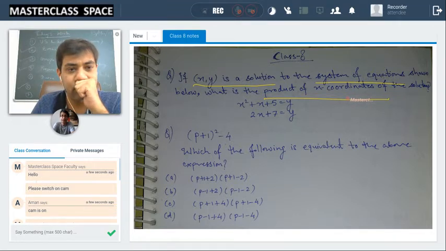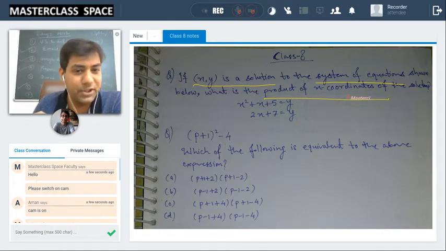Okay, can we take it where y is 0? And so we can just factorize x squared plus x plus 5, and the same for 2x plus 7 equals y. And then once we find the x values for them, can we not just find the product of those x coordinates?